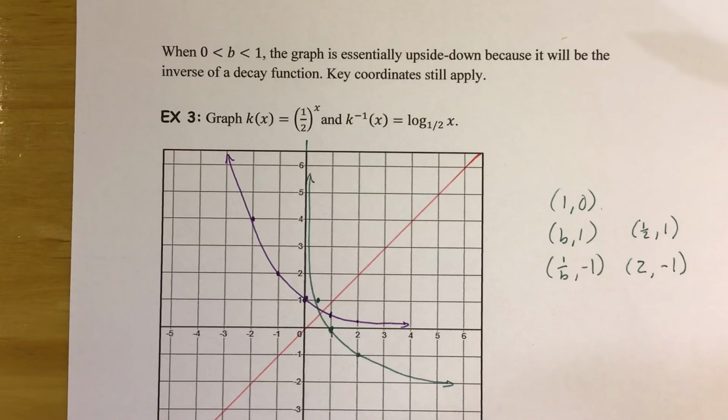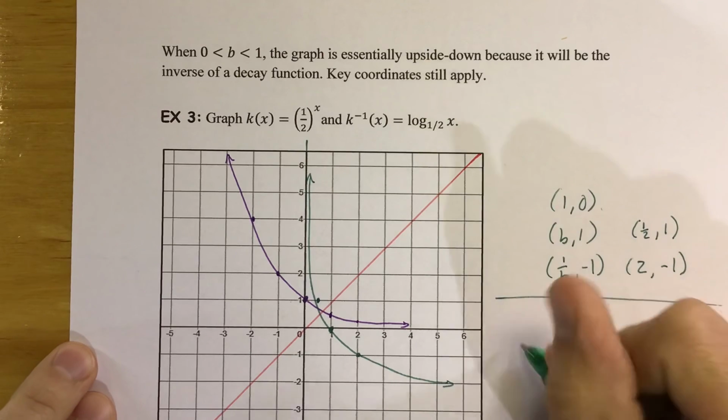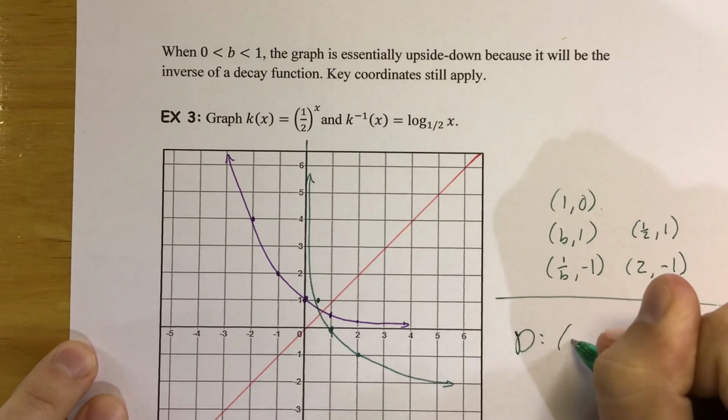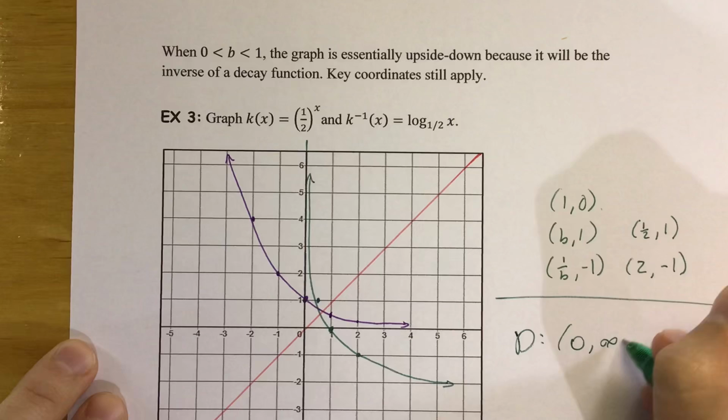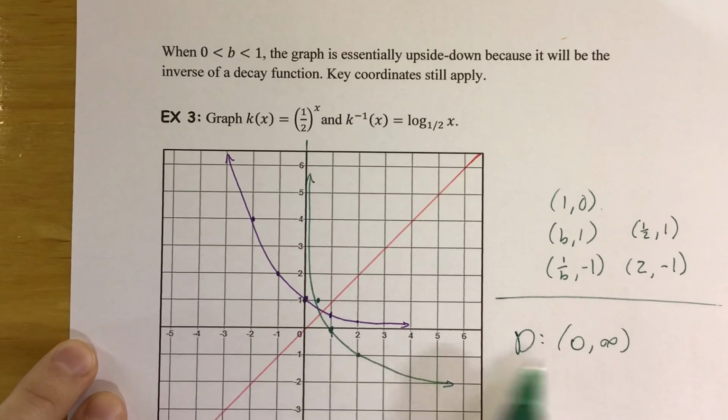Does it change anything with the domain and the range? Nope. You still have a bounded domain. I'll go ahead and add those on here just to do it. The domain is going to be from 0 to infinity. Right, you're bounded and then goes to infinity, and your range is still going to be all real numbers.